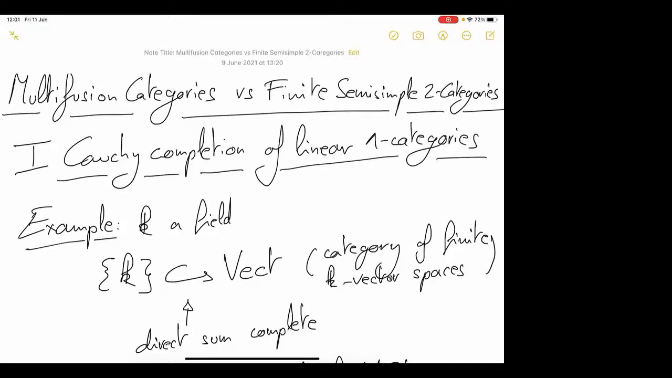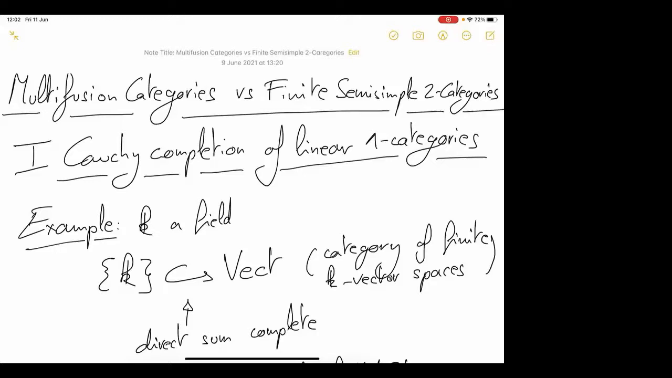So I guess I should apologize a little bit because the title of my talk is a little bit misleading. Somehow I'm mostly going to talk about Cauchy completions of two categories, and then I'm just going to apply it to the case of multifusion categories and finite semisimple two categories. But somehow the focus is rather on a categorification of the notion of Cauchy completion.